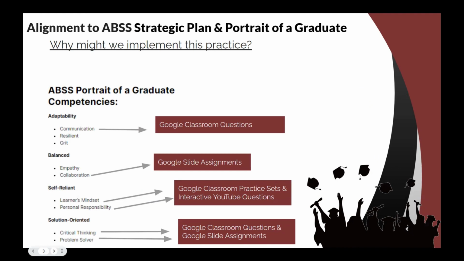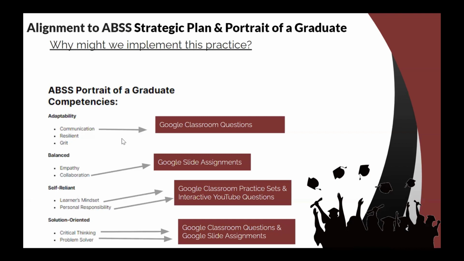Before we get started with the session, I want to talk about some alignment. So first, let's talk about the alignment to the ABSS strategic plan and portrait of a graduate. So how might we implement this practice, right? So there are 4 components of the ABSS portrait of a graduate. There's adaptability, balanced, self-reliant, and solution-oriented.